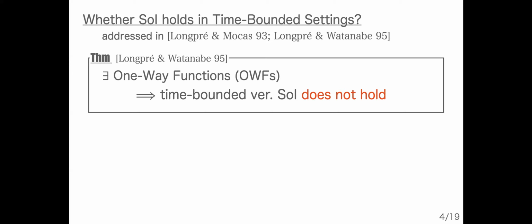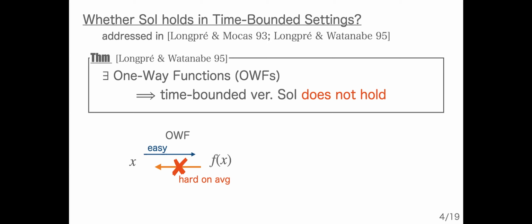This question was formally addressed by Longpré and Mocas and by Longpré and Watanabe, who showed convincing evidence for such non-symmetry in the time-bounded setting. Particularly, the latter paper showed that the existence of one-way functions implies the non-symmetry of information in the time-bounded setting. Just in case, a one-way function is a minimal cryptographic primitive in classical cryptography, which is a function whose computation is easy, but inverting is hard on average.